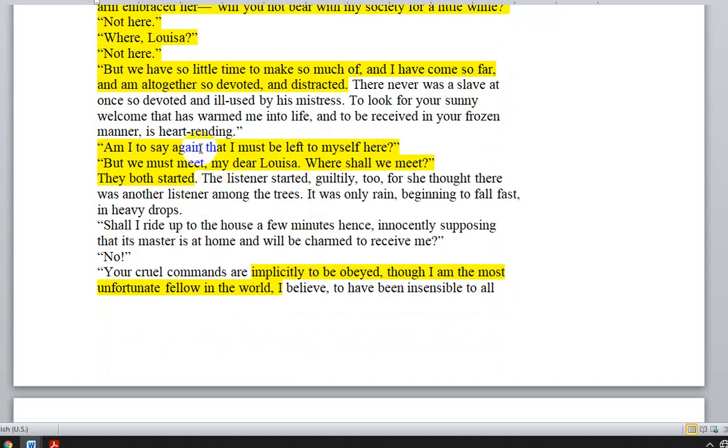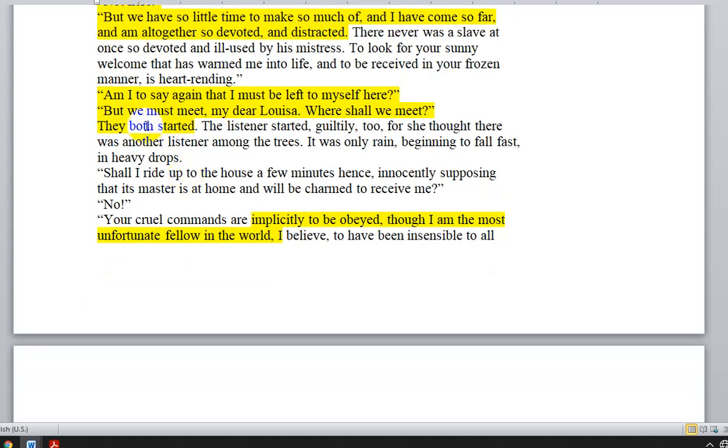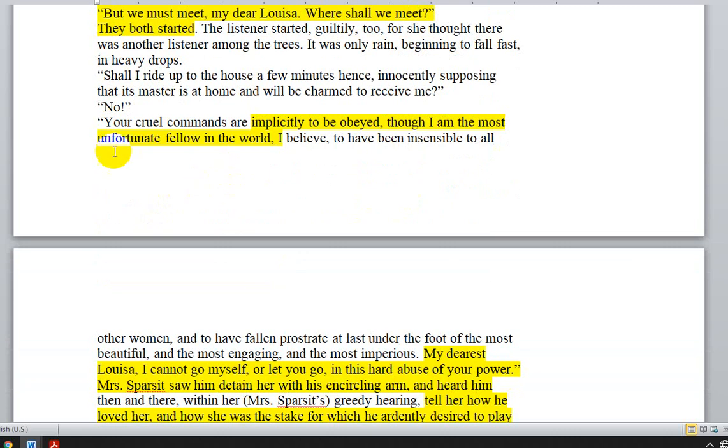Am I to say again that I must be left to myself here? But we must meet, my dear Louisa. Where shall we meet?" They both started. The listener started guiltily too, for she thought there was another listener among the trees. It was only rain. "Shall I ride up to the house for a few minutes? Your cruel commands are implicitly to be obeyed." Now she managed to get rid of him. She somehow dismissed him.